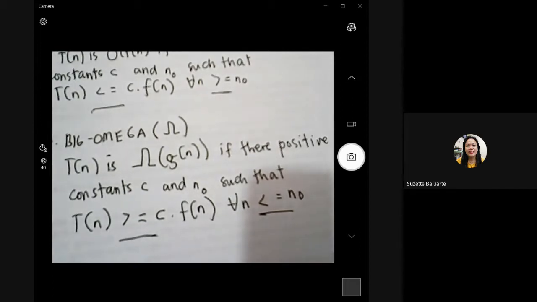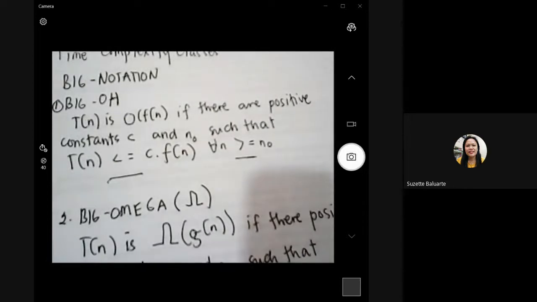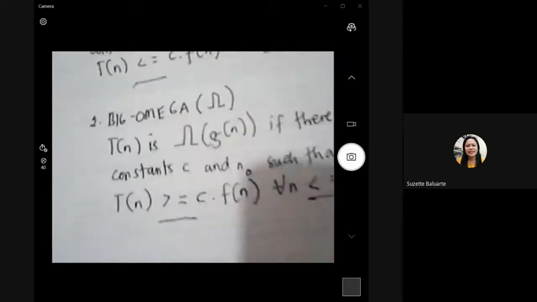Okay, again, let's look at big O: T of n is big O of f of n if there are positive constants C and n sub 0 such that T of n is less than or equal to C of f of n. We will try to prove that later on, on that particular definition of big O, and likewise in big omega.